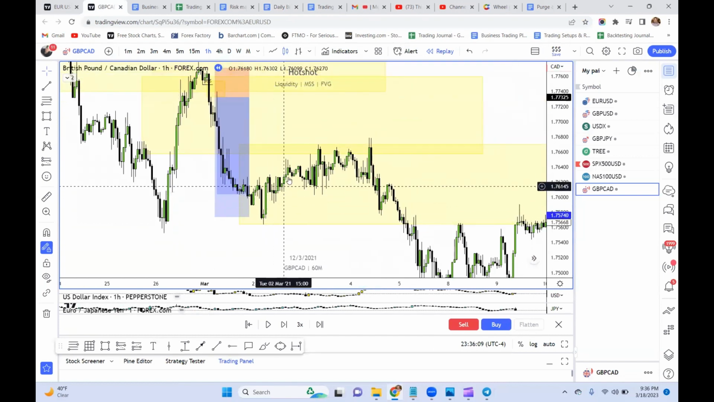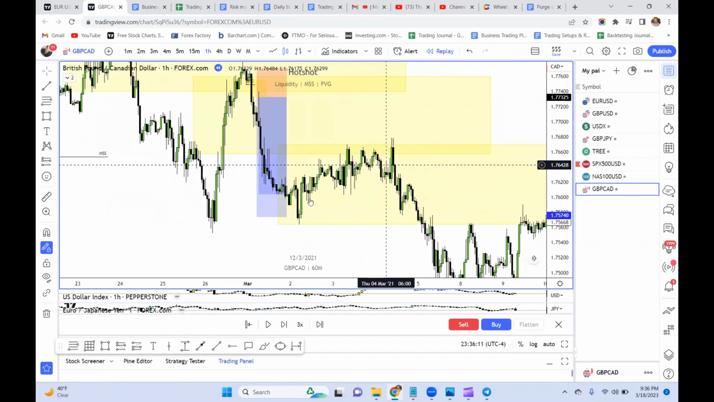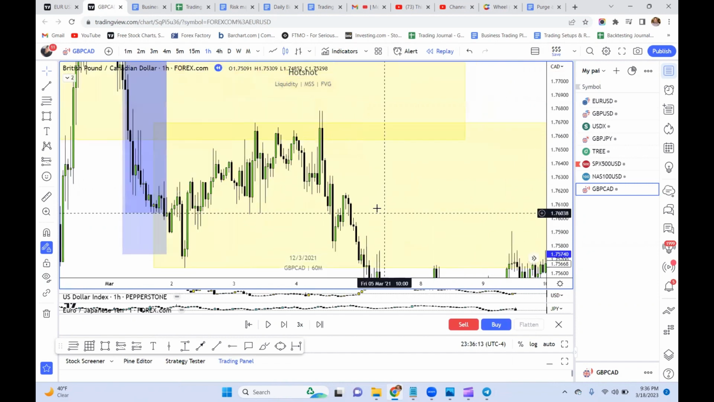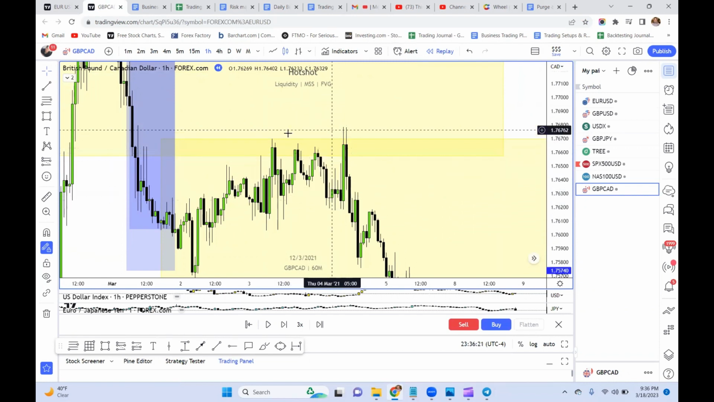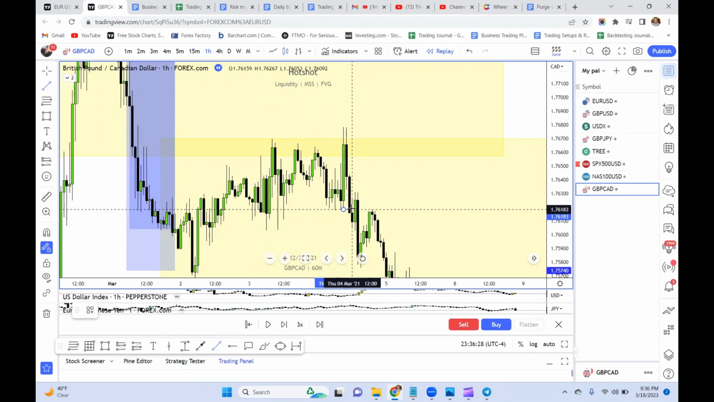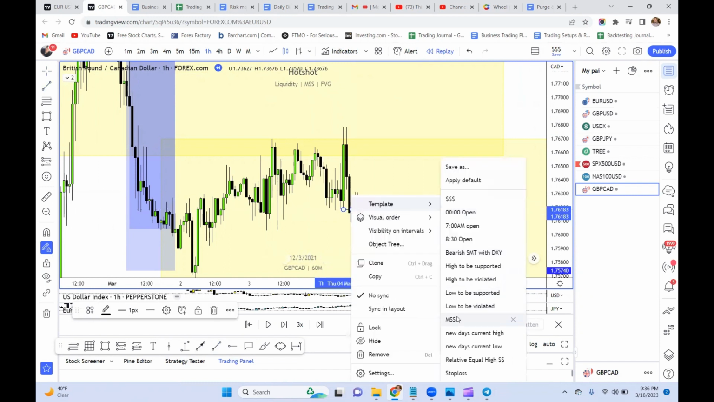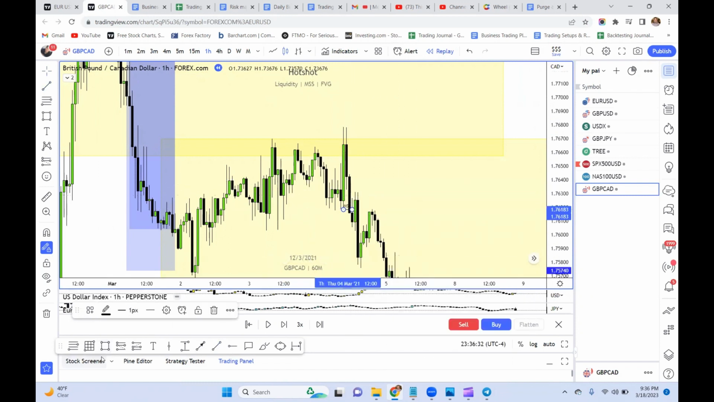Now, let's say whenever it retraced back up into this one, right here, let's see where you could have been a seller. It retraced up. Market structure shift point. There was no fair value gap within here. And then it took out more liquidity right here. And then this is your market structure shift point here. Boom. Market structure shift. Created your fair value gap right here. Boom. Boom. You could have been a seller.